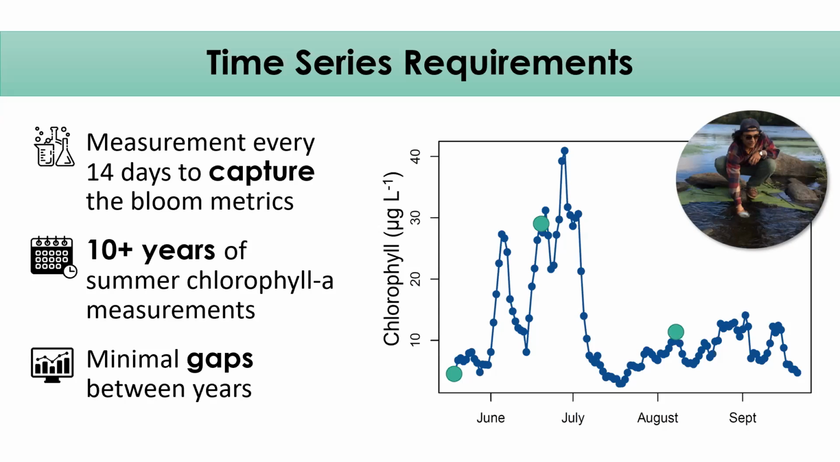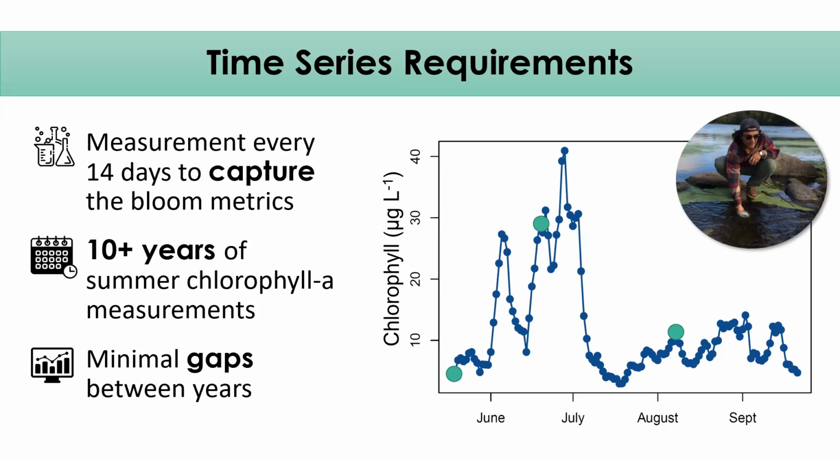So how well can you define magnitude, severity, and duration if you have 3 measurements in a summer versus 100 measurements from every single day? So we did this rarefaction analysis to figure that out across these 30 lake years of data and found that you need on average 14 days to capture these bloom metrics. So a measurement every 14 days or 2 weeks.